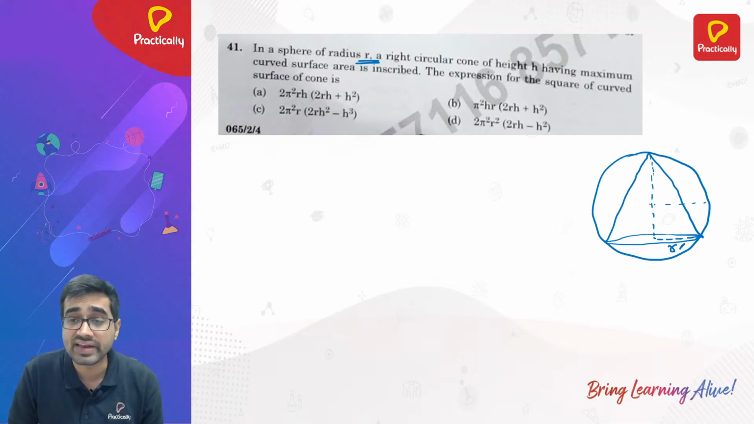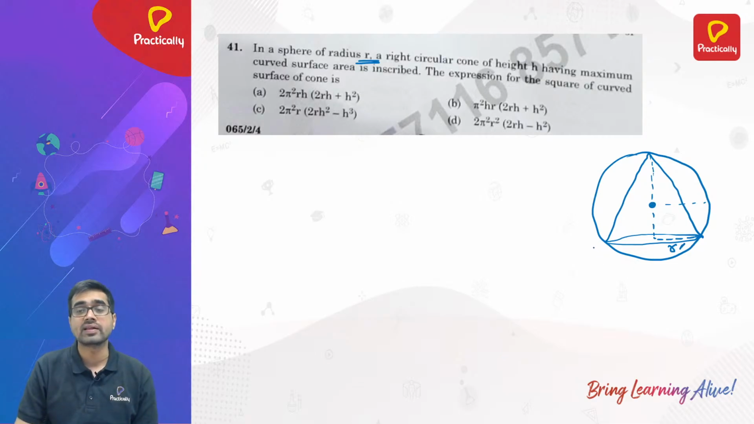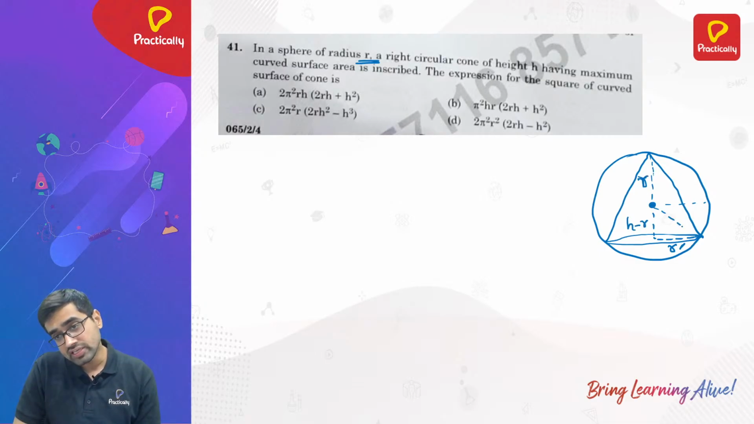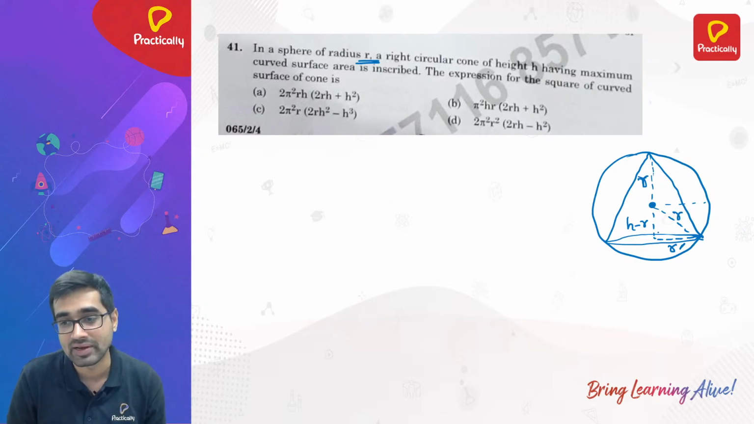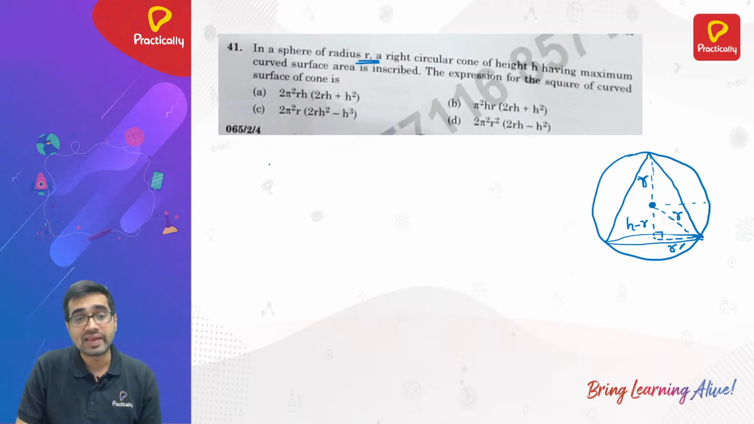The height is given as h. If this is the center of this sphere, then this is the total height. So this is the radius r, so this will be h minus r. And also this will be the radius of the sphere. Now you understand what is happening?